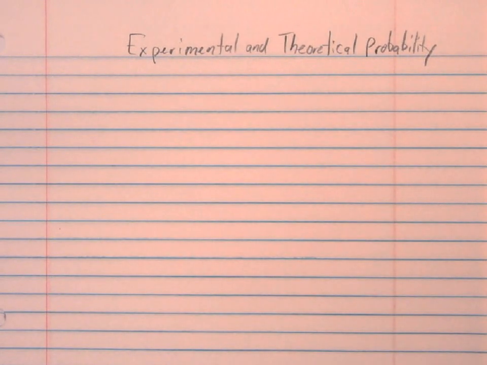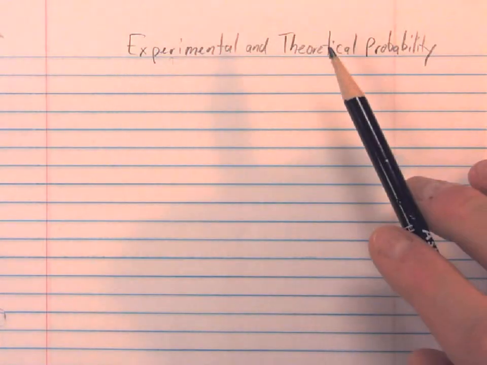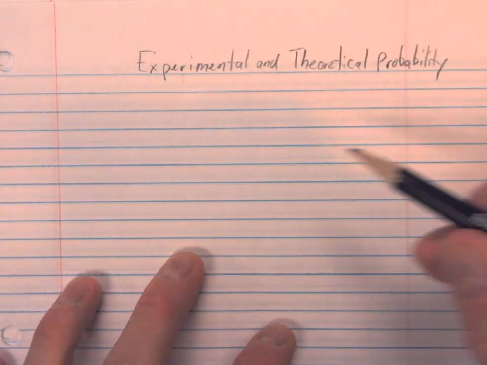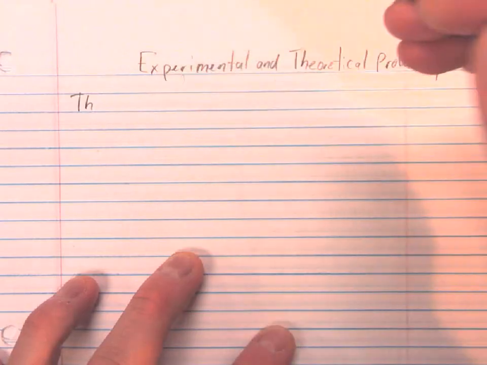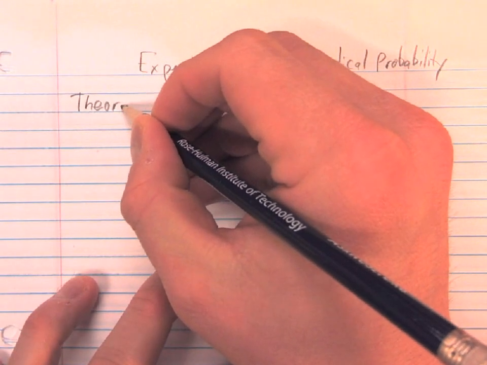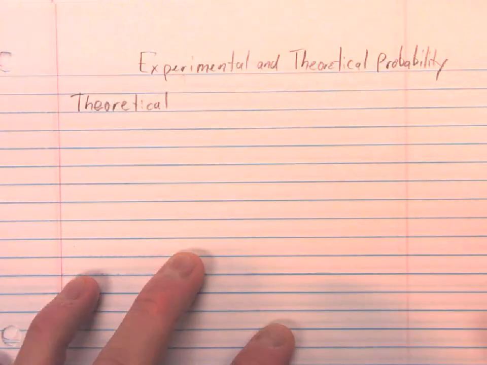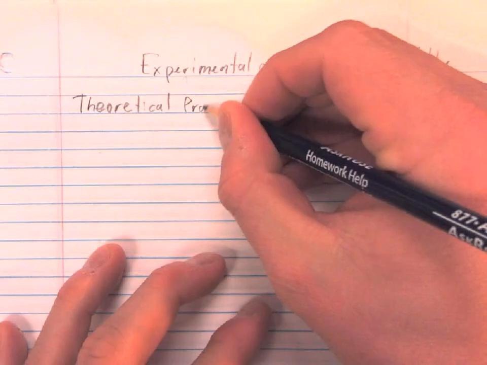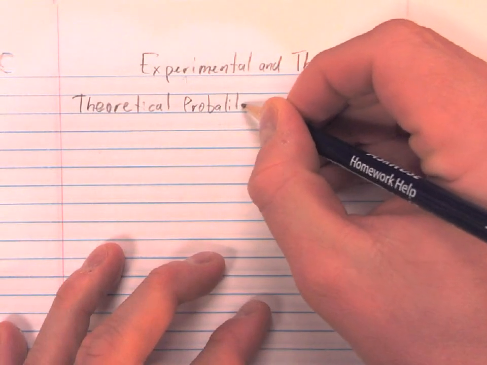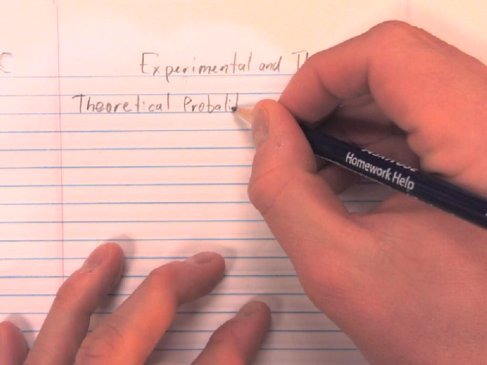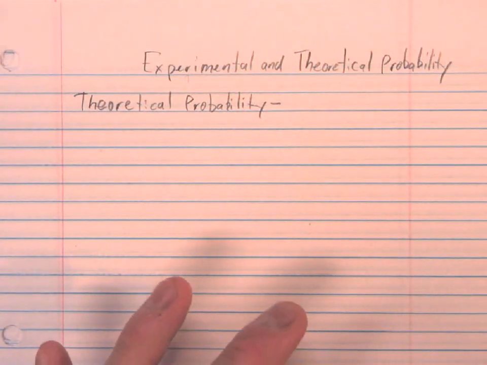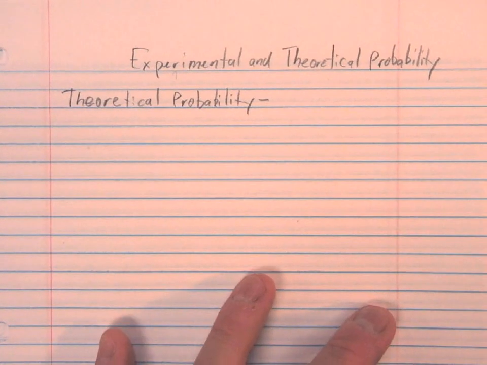Alright, today in class we're going to talk about experimental and theoretical probability. Now, one of these you've actually pretty much already learned. The one that we talked about yesterday, we just didn't call it that, is theoretical probability. When we used simple events, we were able to come up with theoretical probabilities of certain things.